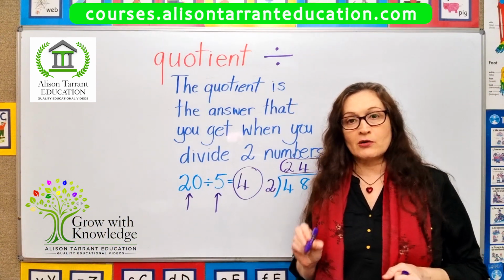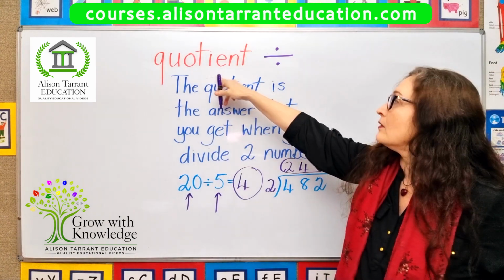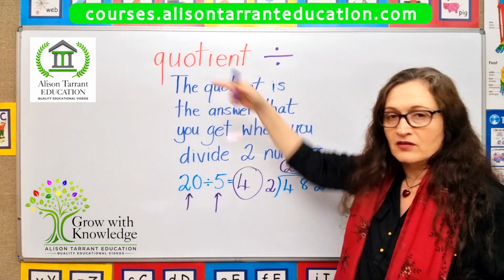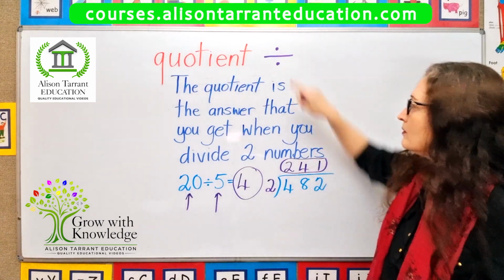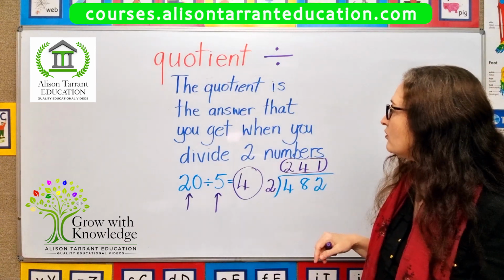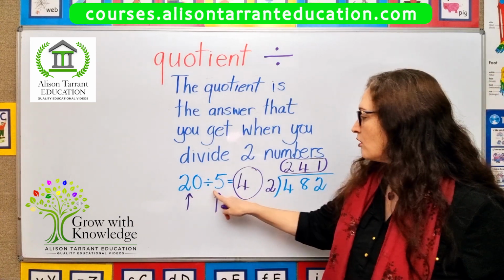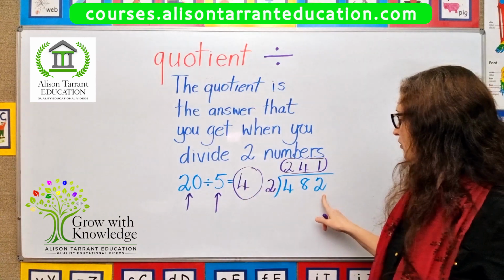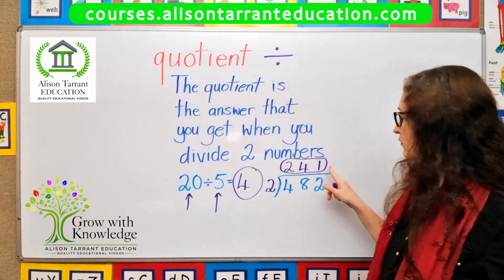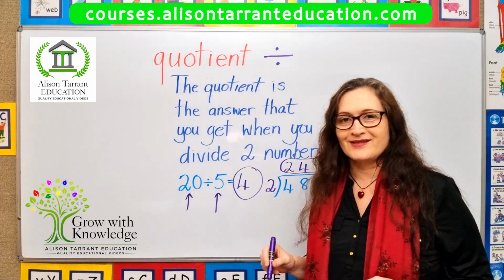So let's just go over this again. You have the word quotient. Children will see it in tests and worksheets. It is something to do with division. The quotient is the answer that you get when you divide 2 numbers. 20 divided by 5 is 4. 4 is the quotient. 482 divided by 2 is 241. 241 is the quotient.